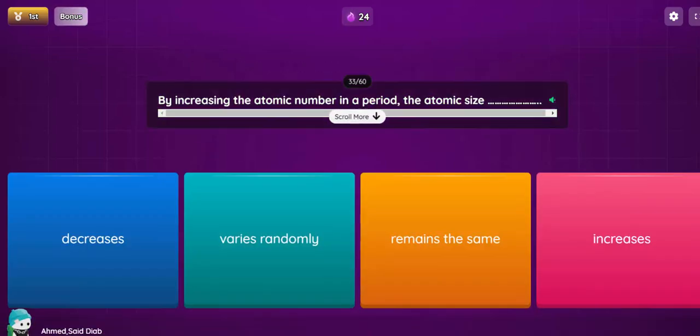Question: by increasing the atomic number in a period, the atomic size: Option 1: decreases. Option 2: varies randomly. Option 3: remains the same. Option 4: increases.